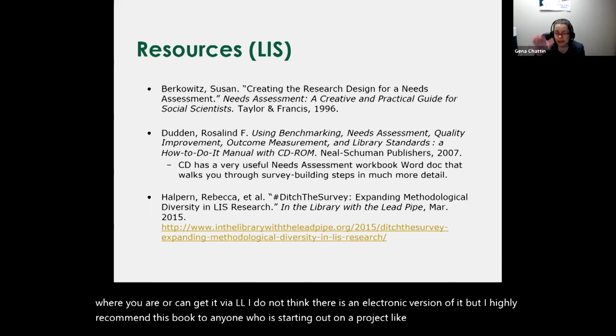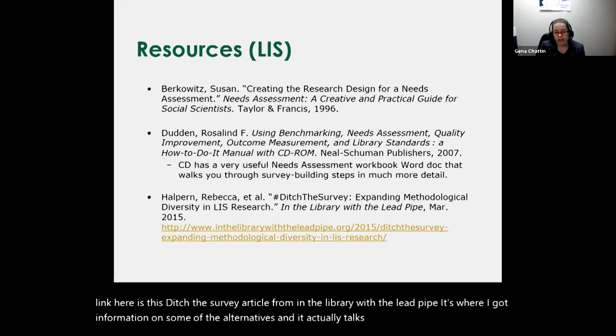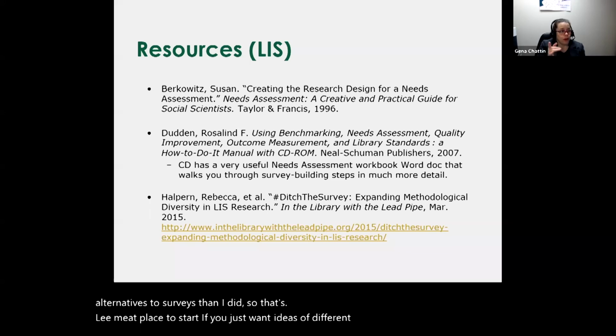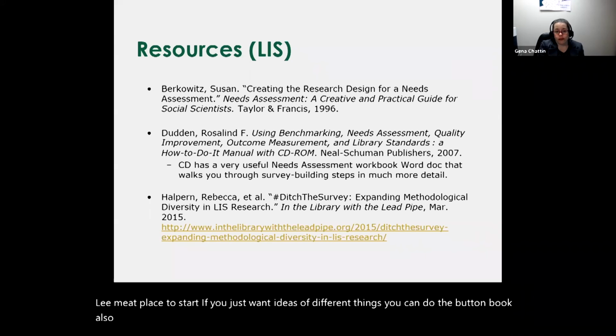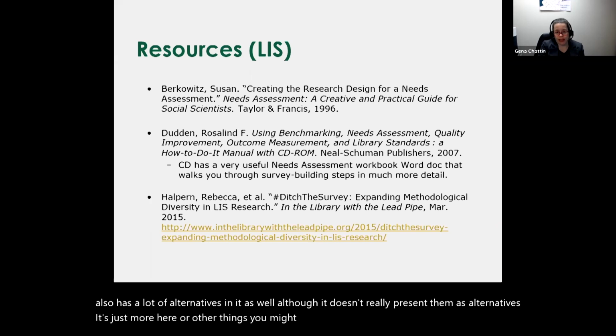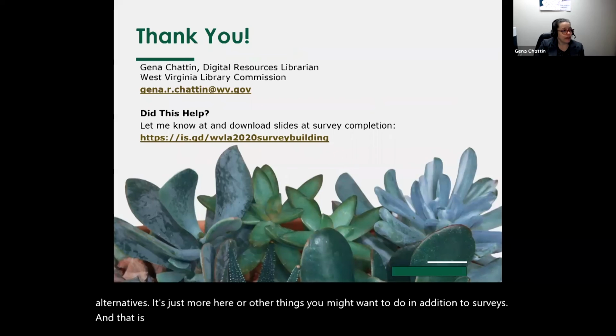And the last link here is this Ditch the Survey article from In the Library with the Lead Pipe. It's where I got information on some of the alternatives, and it actually talks about more alternatives to surveys than I did. So that's a really neat place to start if you just want ideas of different things you can do. The Dudden book also has a lot of alternatives in it as well, although it doesn't really present them as alternatives. It's just more, here are other things you might want to do in addition to surveys. And that's the bulk of it.